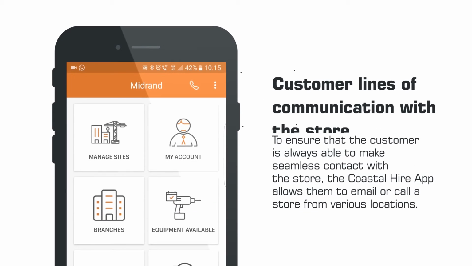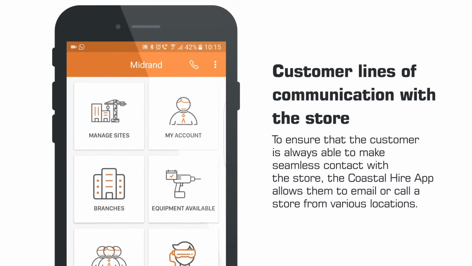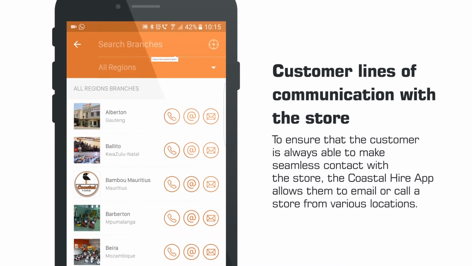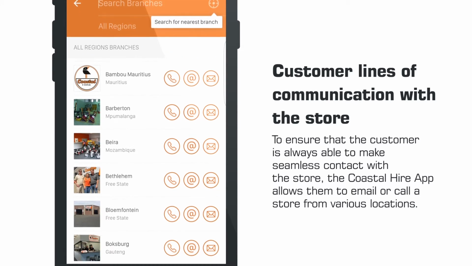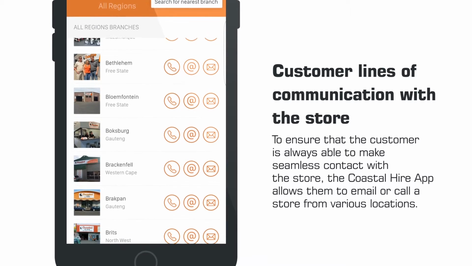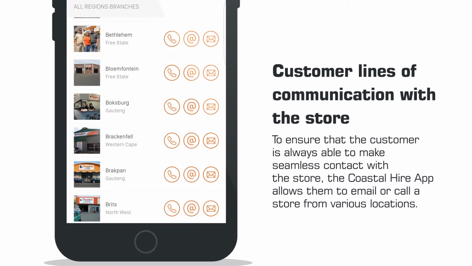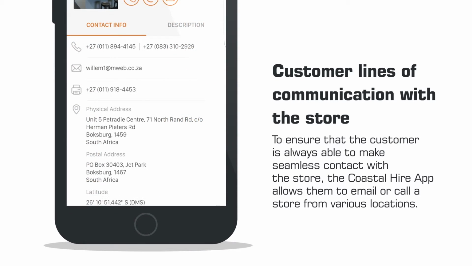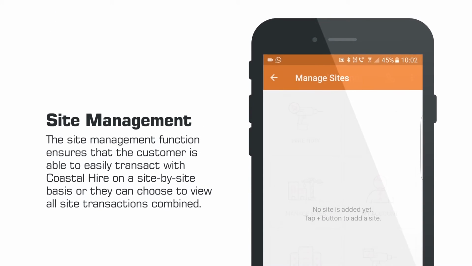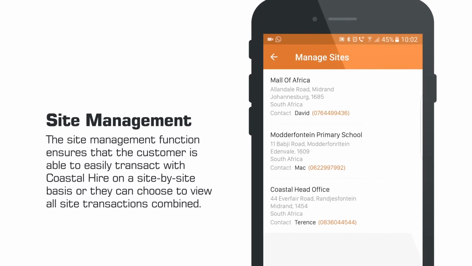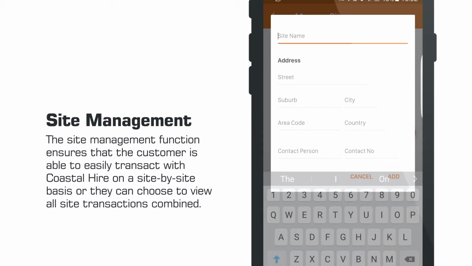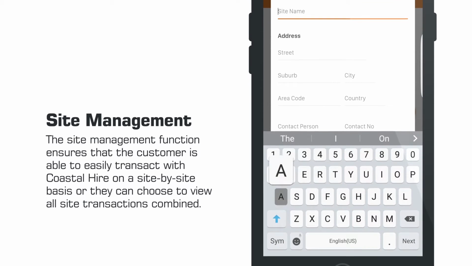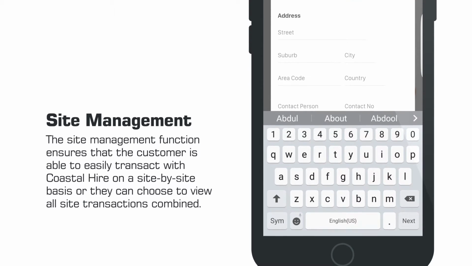To ensure that the customer is always able to make seamless contact with the store, the Coastal Hire app allows them to email or call a store from various locations. The site management function ensures that the customer is able to easily transact with Coastal Hire on a site-by-site basis, or they can choose to view all site transactions combined.